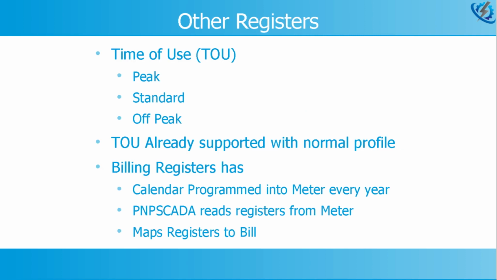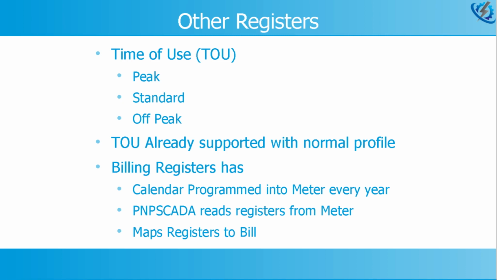In some cases, electricity might be more expensive during certain times of the day. This is called time of use. Time of use typically has 3 rates, namely peak, standard, and off-peak. The normal way for PNP SCADA to use time of use is to calculate consumption using the profile data.